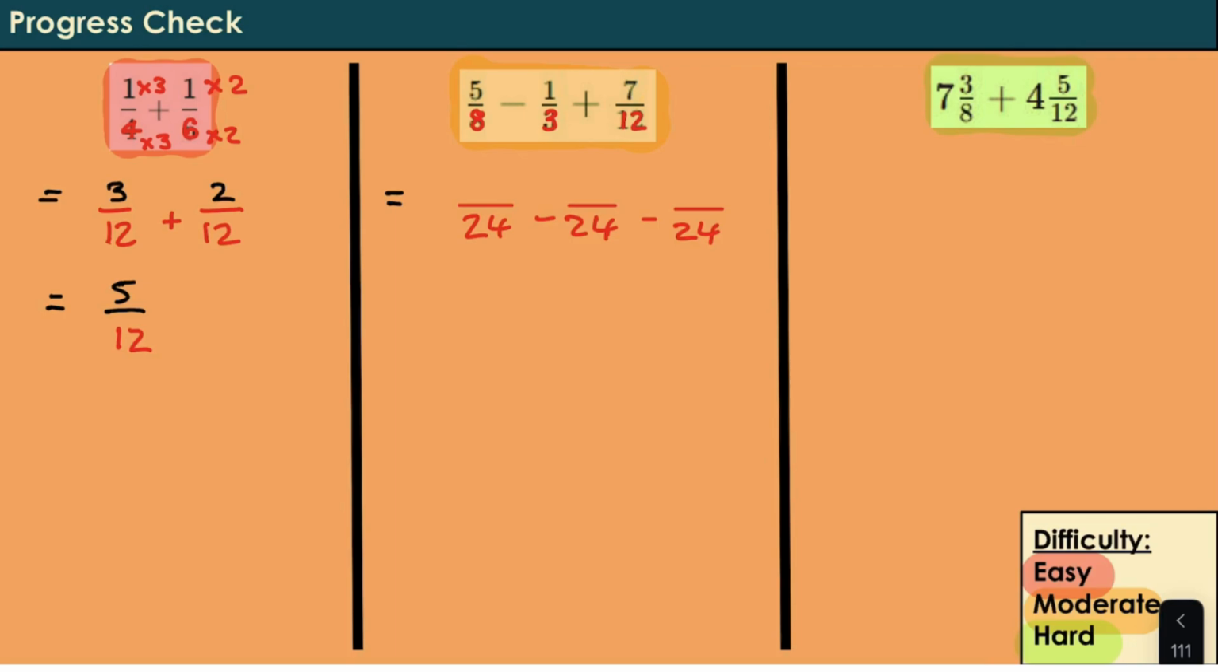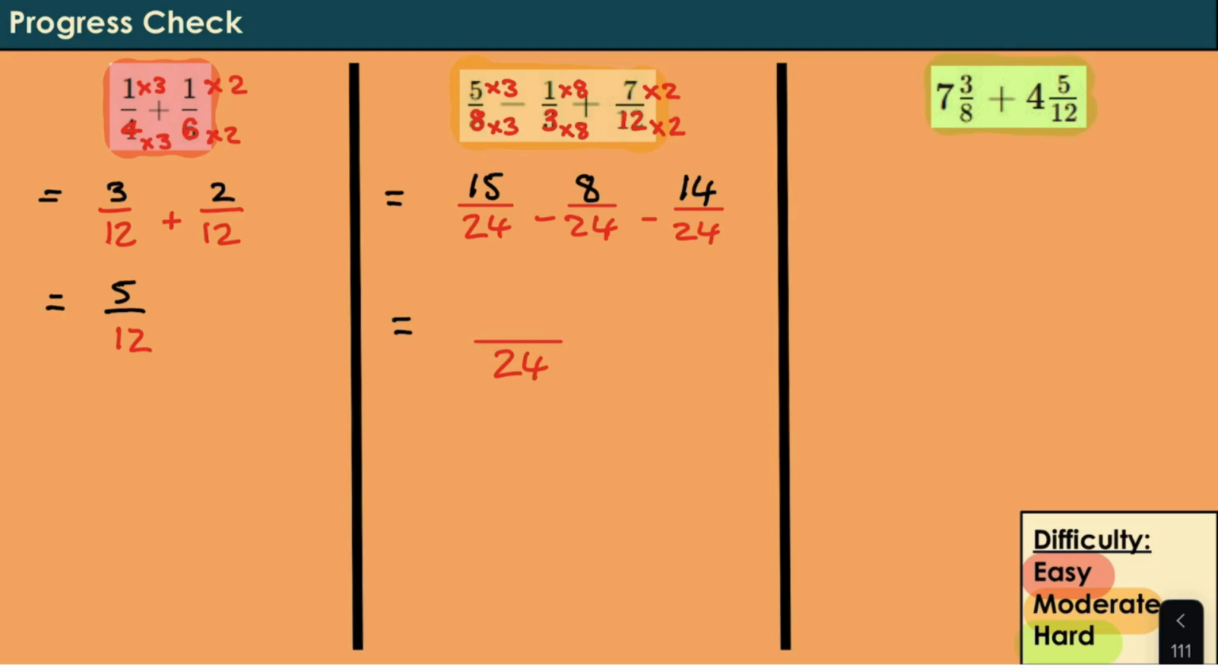Our first fraction, the 8, we multiplied by 3. What I do on the bottom, I do on the top. Our numerator is 15. Second fraction, what did we do to the 3? We multiplied by 8. What I do on the bottom, I do on the top. My numerator is 8. My last fraction, 12. I multiplied that by 2. What I do on the bottom, I do on the top. So I get 14. We keep our denominator as 24.